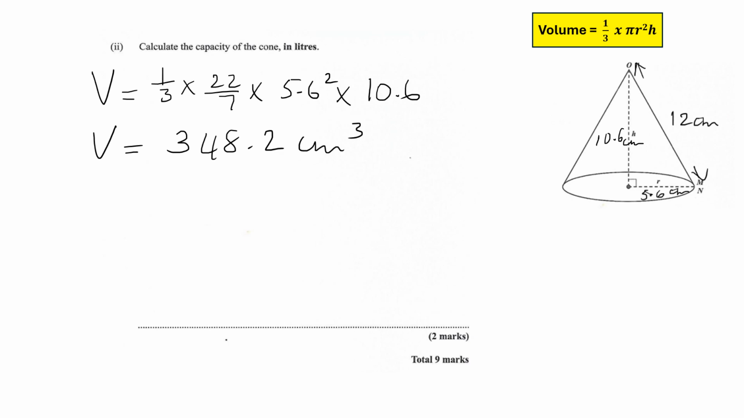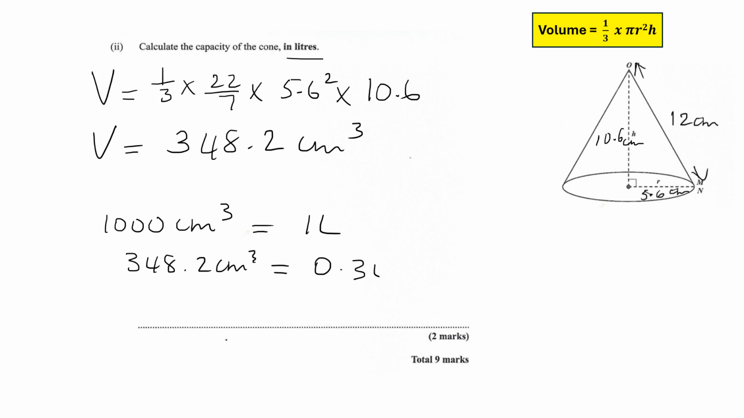You're asked to give it in liters. So 1,000 centimeters cubed is equal to 1 liter. So 348.2 centimeters cubed would give us 0.3482 liters. And that's the answer.